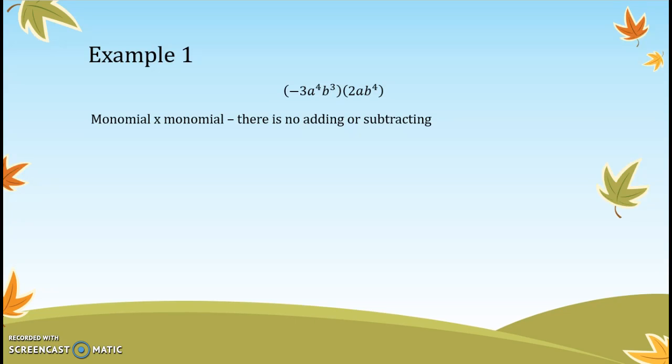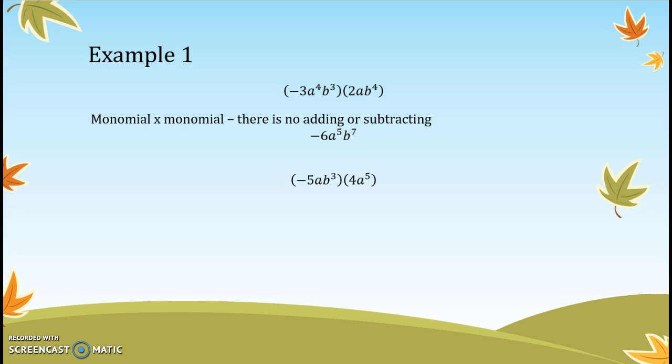So a monomial times a monomial. We'll first start by multiplying the outside whole number parts. So negative 3 times 2 is negative 6. Then we know that when we multiply our base of a, we can add our exponents. So 4 plus the exponent of 1 gives us 5. When we multiply the base of b, we can add our exponents 3 plus 4 to get 7, for a final answer of negative 6a to the fifth b to the seventh.